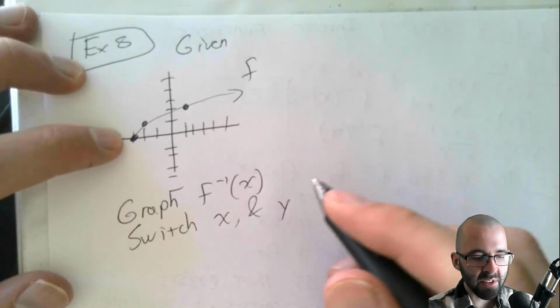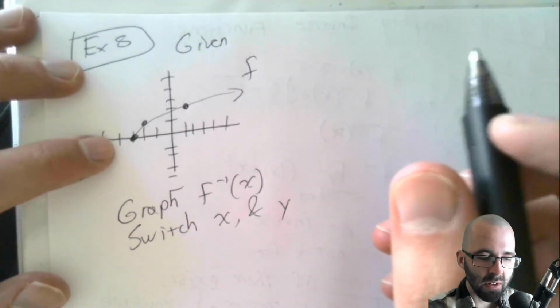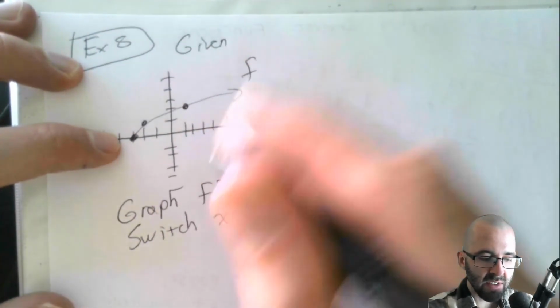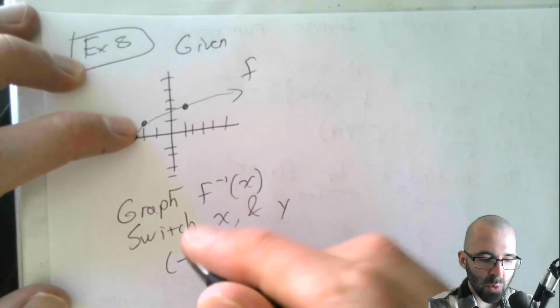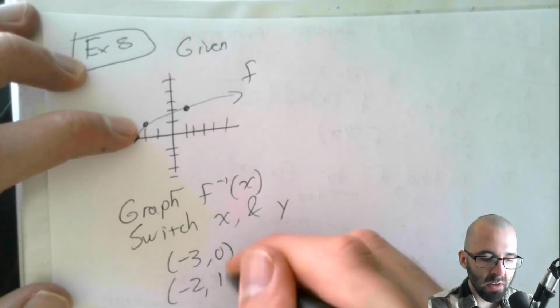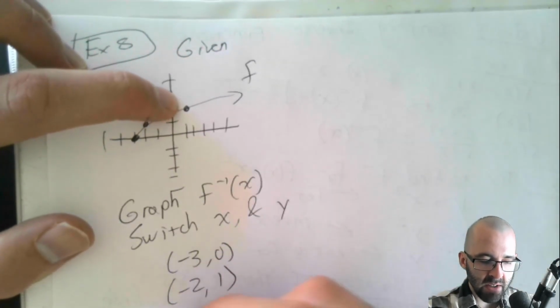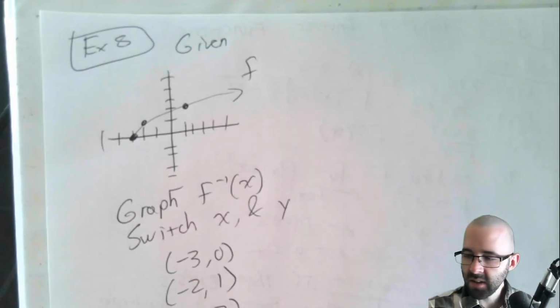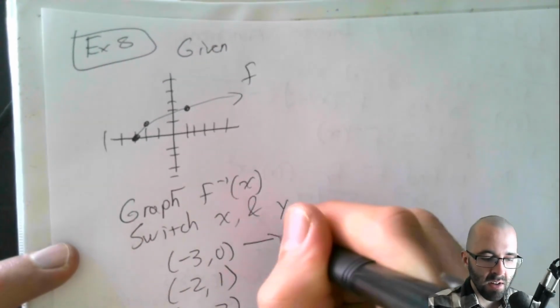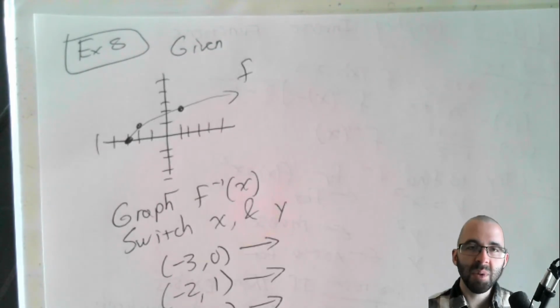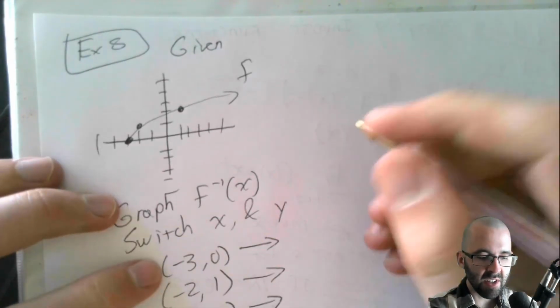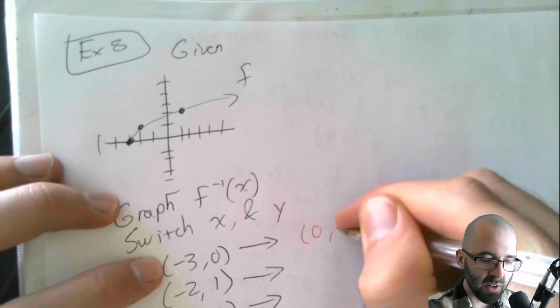So what is a point on this graph? We have 3 that I gave you. This point down here is -3, 0. This point right here is -2, 1. And this point up here is 1, 2. So we're just going to switch all the x's and the y's and see what the function becomes. So if I switch the x's and the y's here, right, this becomes 0, -3.